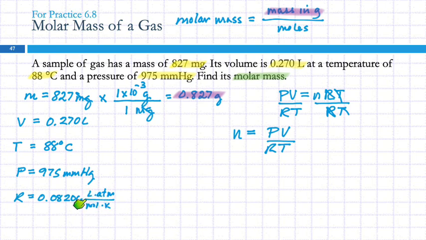The units on the ideal gas constant are important. They tell us what units we need to use for the other things in the equation. Is liter a good unit for volume? Yeah, because liter is here. How about degrees Celsius? We need kelvins. So let's convert that to Kelvin. 361.